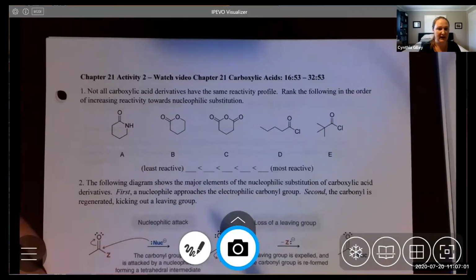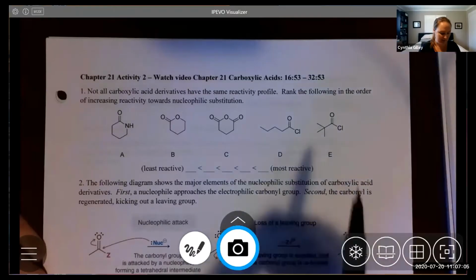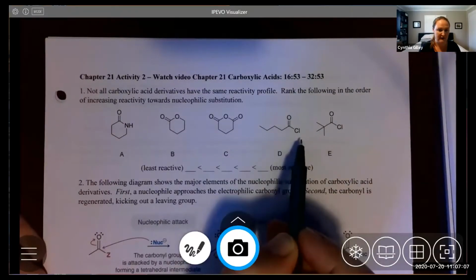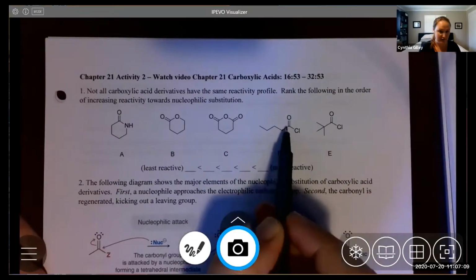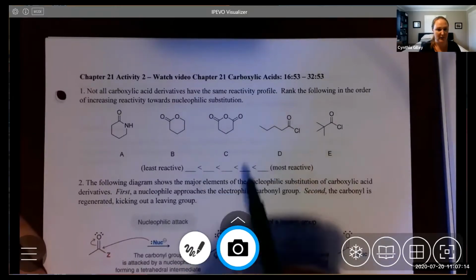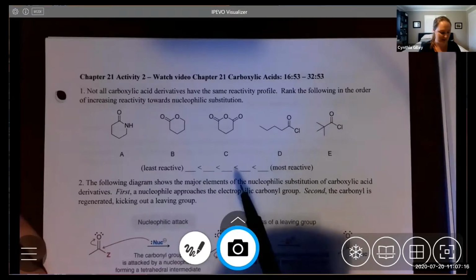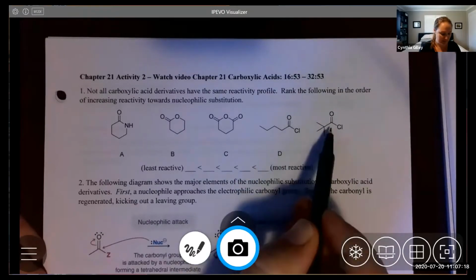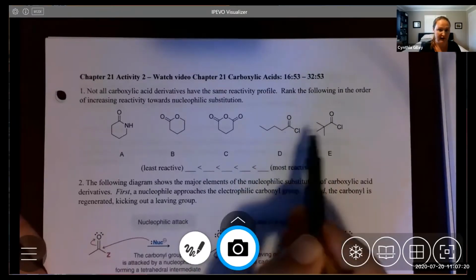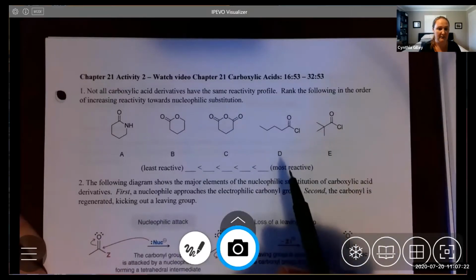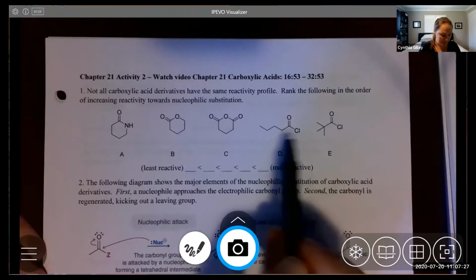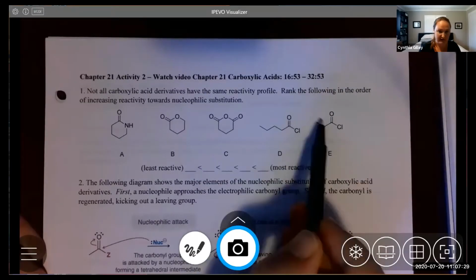It has the best leaving group, and in addition, the chlorine is inductively withdrawing electrons, making the positive charge more of a positive charge, and through resonance, it's not donating very well back to the positive charge. So it makes these carbons the most electrophilic out of any of the carboxylic acid derivatives. Between these two, this one is more sterically hindered, right?